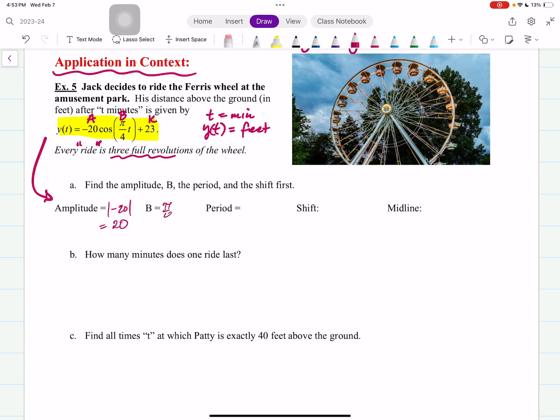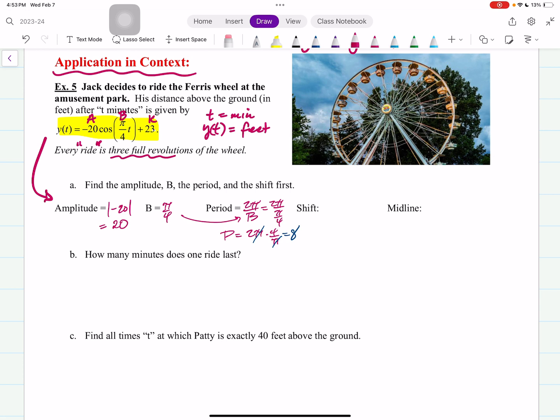B is pi over 4. The period for cosine is always 2 pi divided by whatever B is, so we substitute that in, and we have to evaluate 2 pi divided by pi over 4. As you guys know, we multiply by the reciprocal, so my period is 2 pi times 4 over pi. Then of course the pi's cancel, giving you 8, so we know the period is 8.